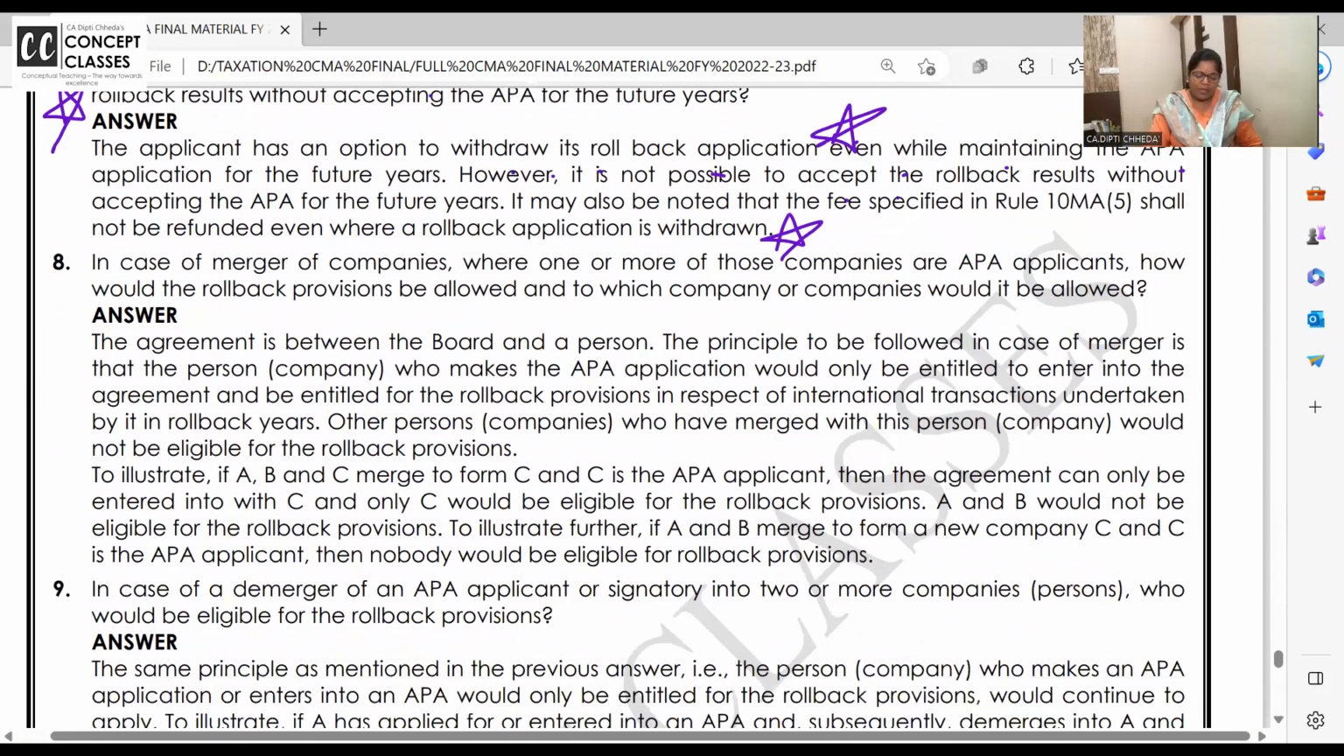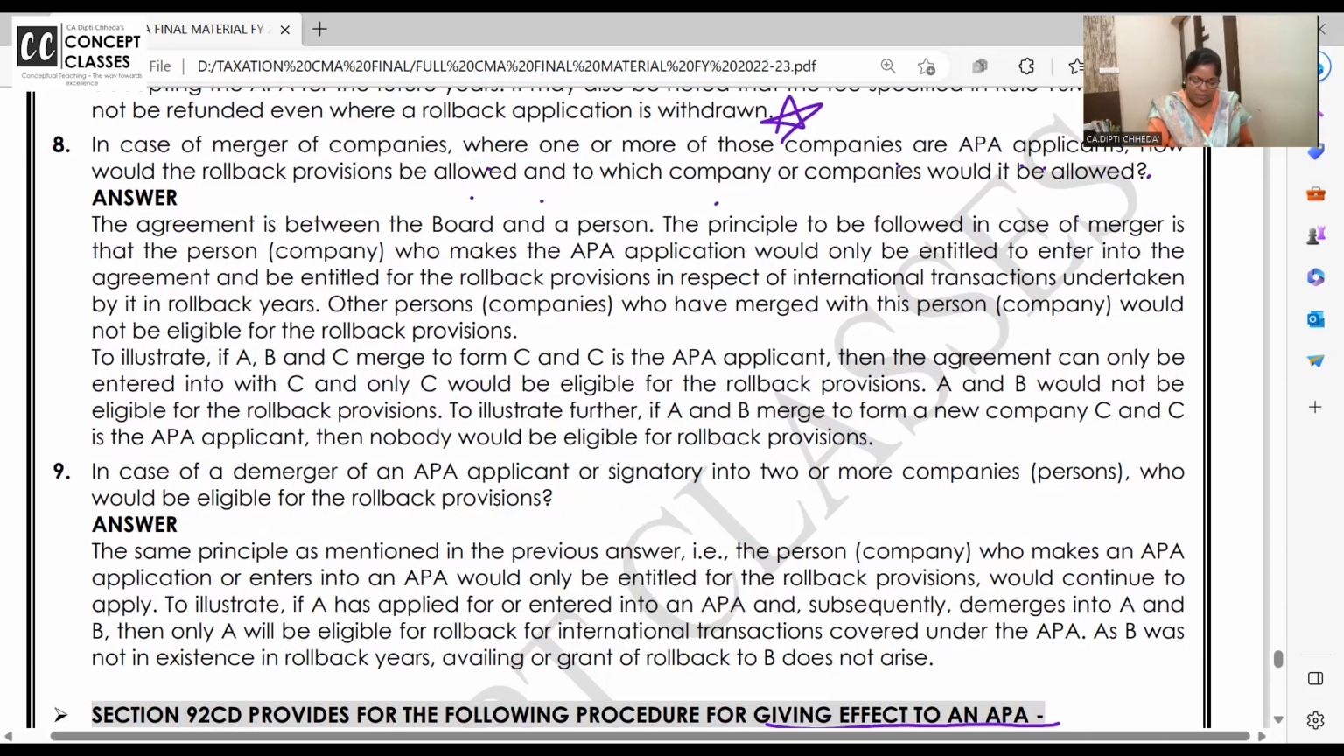Okay, right. In case of merger of companies, where one or more of the companies are advance pricing agreement applicants, how would the rollback provisions be allowed and to which company? Look, this is a good question, merger. You know, for the next 2 minutes what I'm discussing is very easy. Rollback is like going to history, so there should be history. See the example directly: A and B merge to form C. A, B, C are companies. In short, A and B are merging with C.